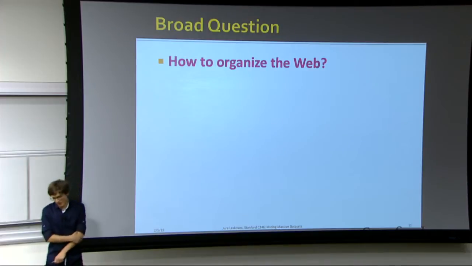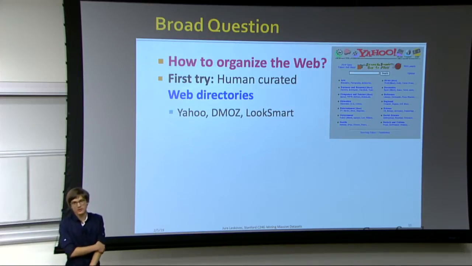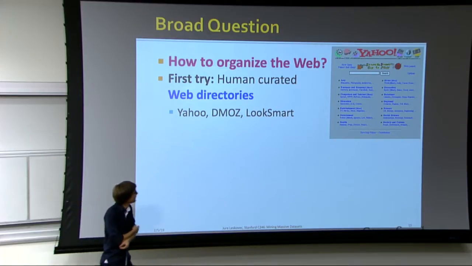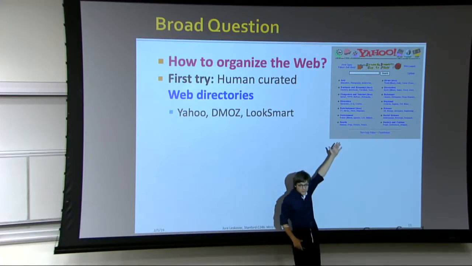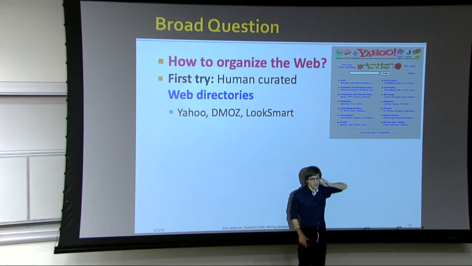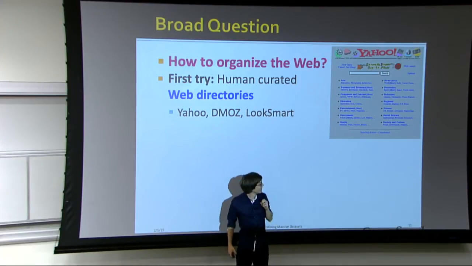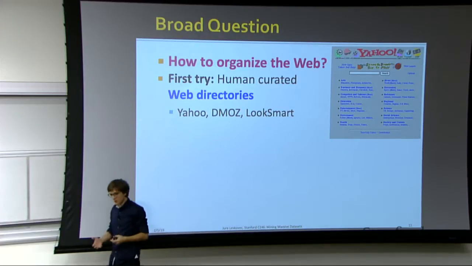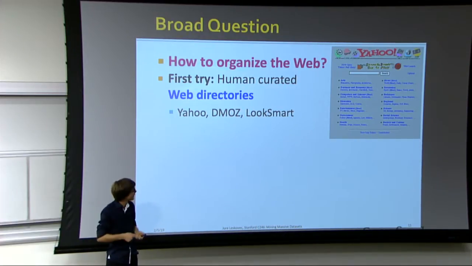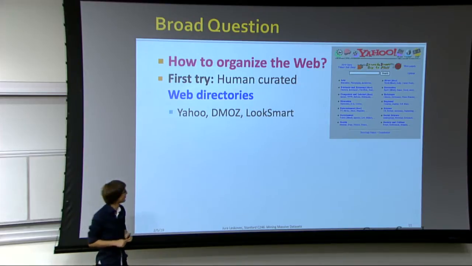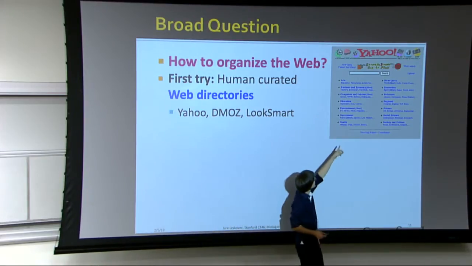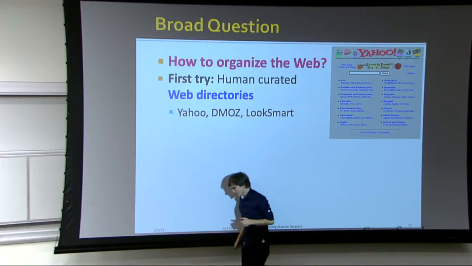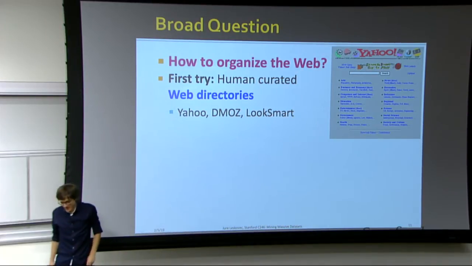And if you want to organize the web, the first try was a human curated way to organize the web. Unfortunately that is now history, but essentially the way Yahoo started was that they had human editors who would classify web pages into different categories. So if you wanted to find a web page, you would go and say, I'm interested in health, and you would click and then find a list of health-related web pages, right?